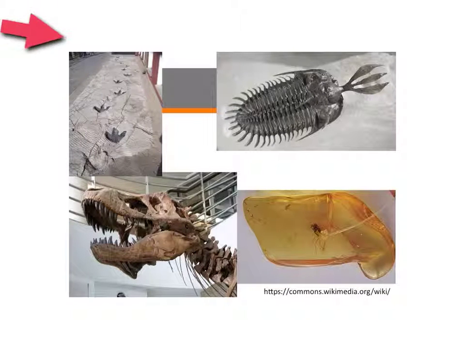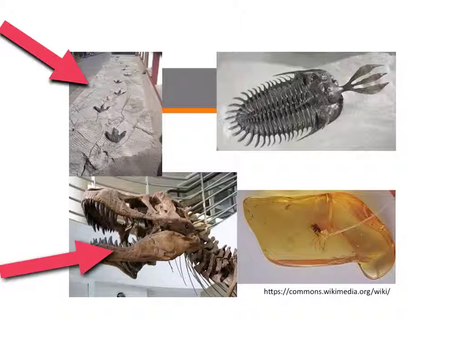The figure on the top left is a picture of trace fossils. Trace fossils are any traces or signs that a living organism once existed there. They include footprints or even bite patterns. The picture below is that of a T-Rex skeleton. This is what we call a body fossil.